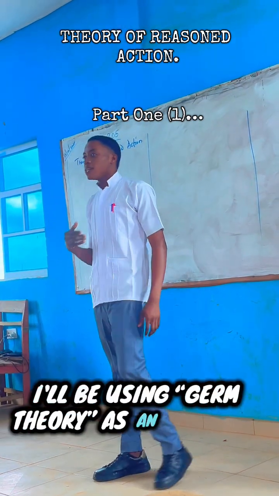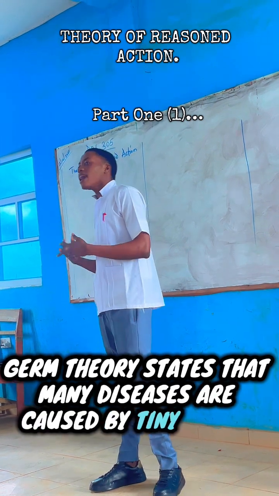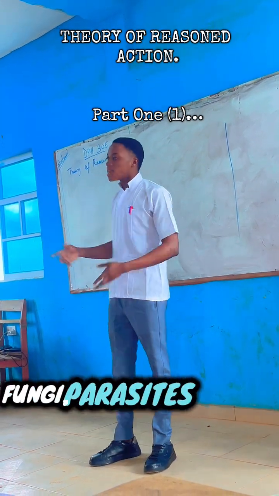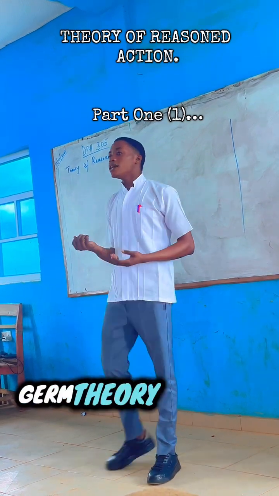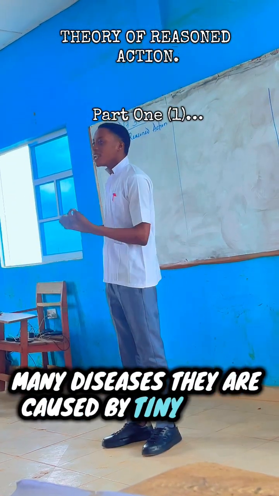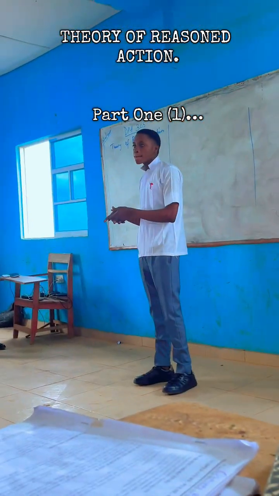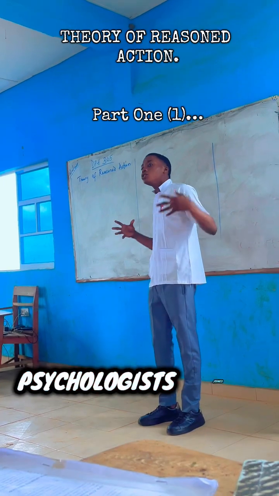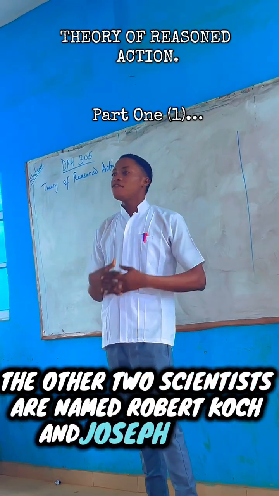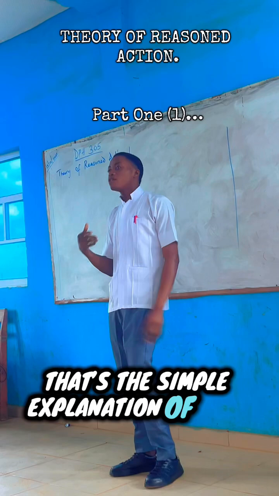I'll be using germ theory as an instance. Germ theory states that many diseases are caused by tiny living organisms called germs or microorganisms, which could be bacteria, virus, fungi, parasites, and the like. Germ theory explains that many diseases are caused by tiny living organisms. Some scientists joined hands together to develop the theory. The scientists are named Robert Koch and Joseph Lister. Those scientists came together to develop what germ theory is. That's the simple explanation of that definition.